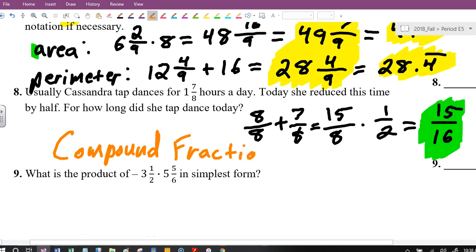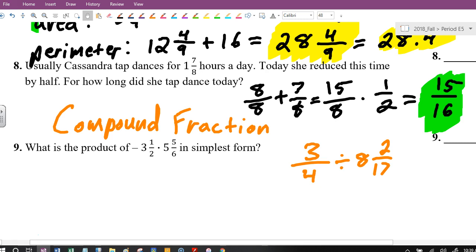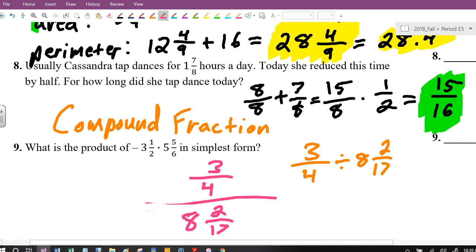I've heard of it, but I don't know. Okay. It just means that, for instance, if we're going to divide something, if I have 3/4, I'll just make something up, divided by 8 and 2/17. Okay, fine. Another way to write that is, because when we put something over something else, it's division, right? So we could do it this way. Put a big bar, and then 8 and 2/17. So that's called a compound fraction. It's exactly the same thing.